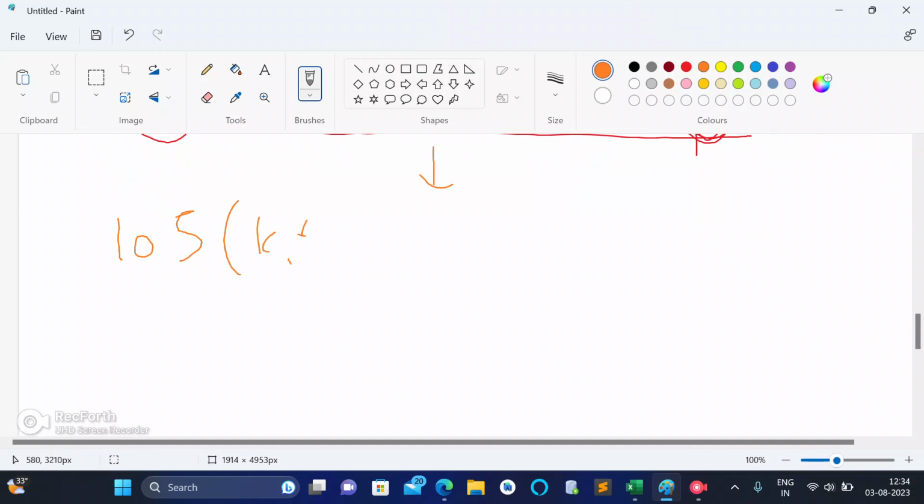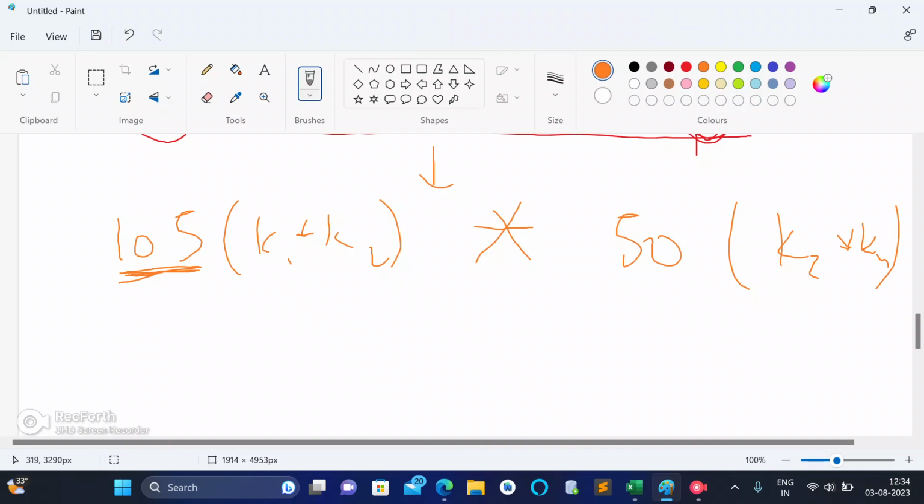So my question reduces to the number of ways to represent 105 as the sum of two numbers k1 and k2, multiplied with the number of ways to represent 50 as the sum of two numbers, let's say k3 and k4.